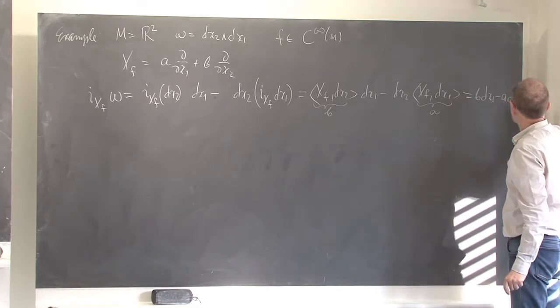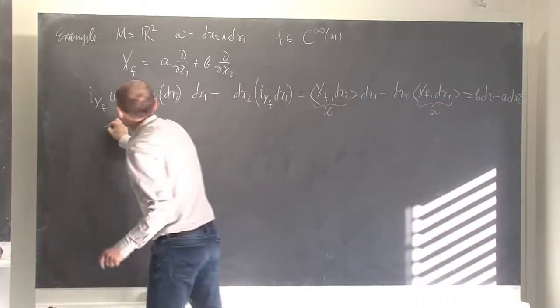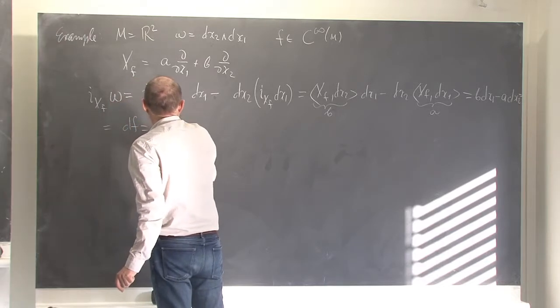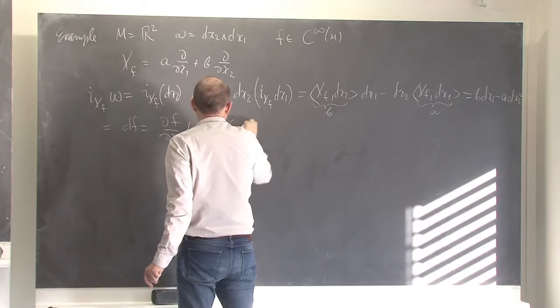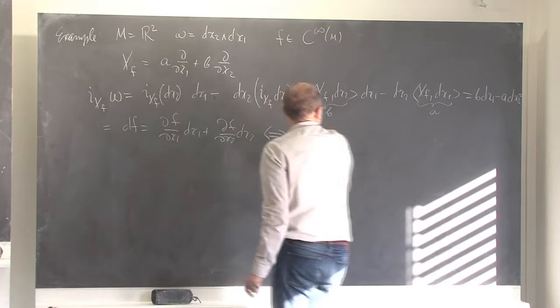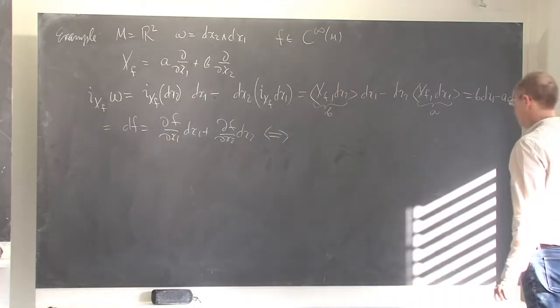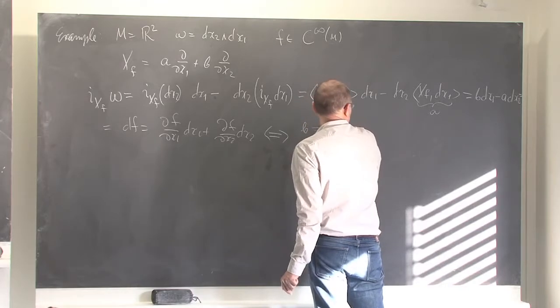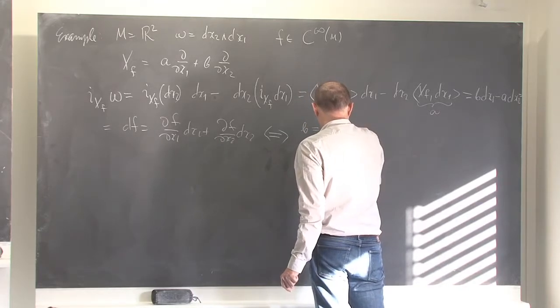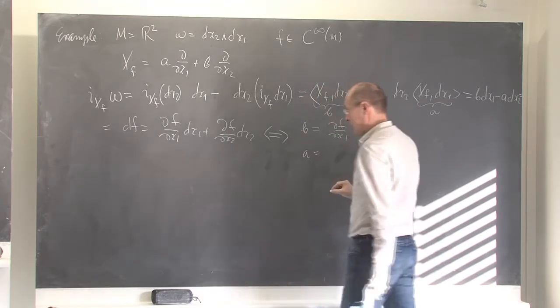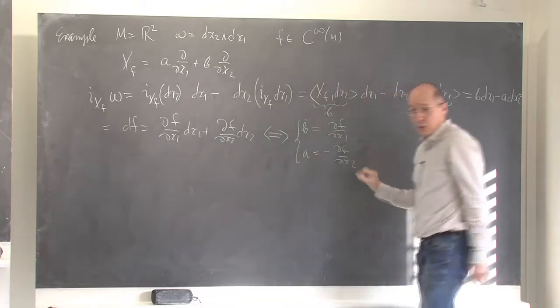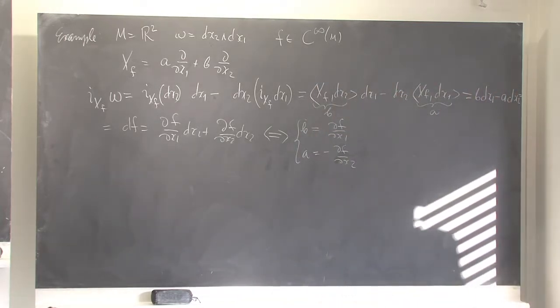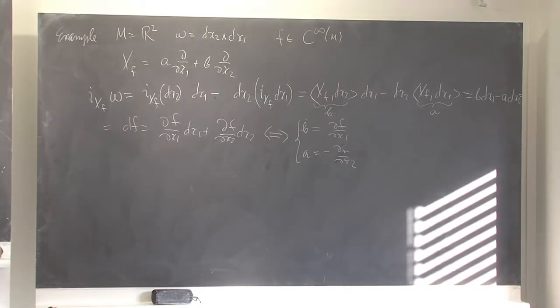But on the other hand, according to the definition, this should be the differential of f, which is df over dx1 dx1 plus df over dx2 dx2. So this equality means that b equals df over dx1 and a equals minus df over dx2. So we find in a unique way the unknown coefficients of xf. That's how the definition works.